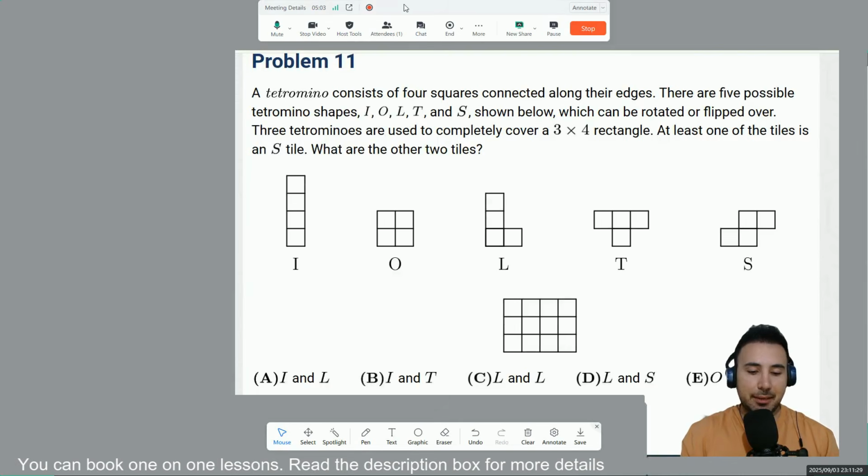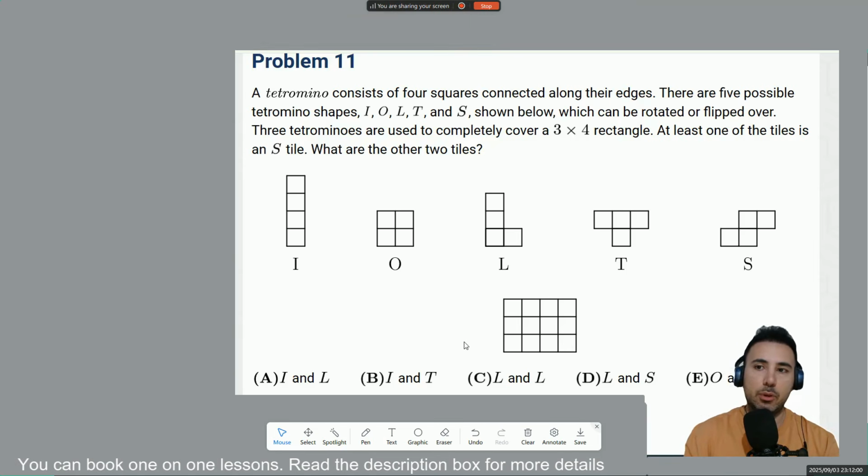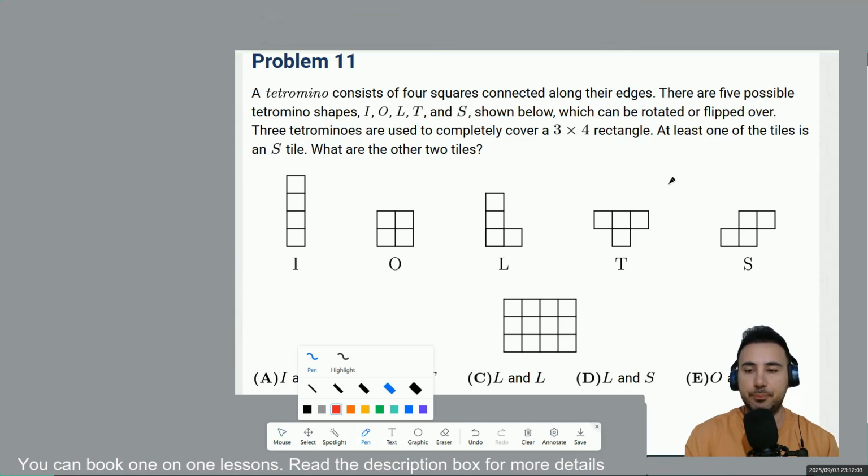Okay, let's do problem 11. Usually these tetromino questions are very difficult, but luckily this one is very easy. Once we do this, I'm going to give you another version of this question that will be a lot more challenging. A tetromino consists of 4 squares connected along their edges. There are 5 possible tetromino shapes, all of these as you see shown below, which can be rotated or flipped over. For example, 3 tetrominos are used to completely cover a 3x4 rectangle.